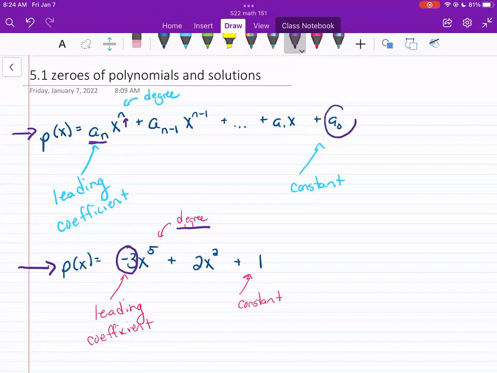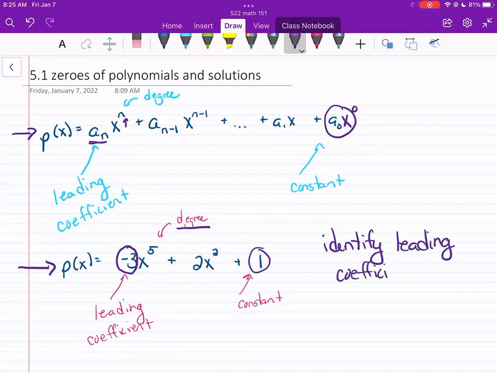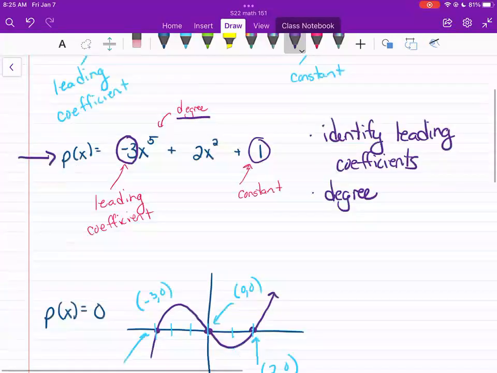Notice this last term does not have a variable, and this is our constant term. In the example below, our constant term is 1, but you can also think of this as x to the 0 power. And if you remember, anything to the 0 power is equal to 1. Make sure you know how to identify leading coefficients and degree. Both of those are going to come in handy in the next couple of sections.